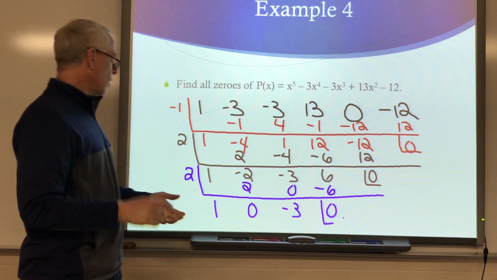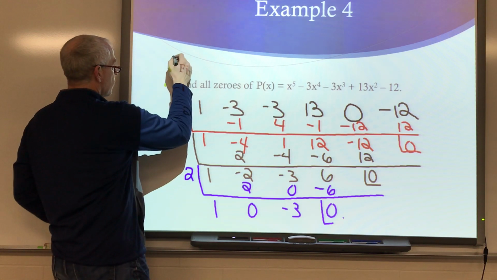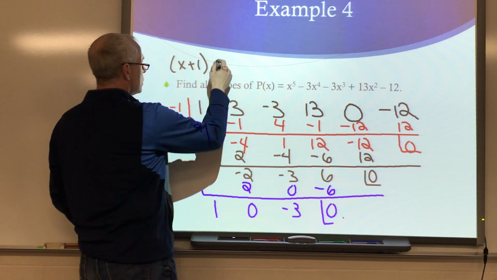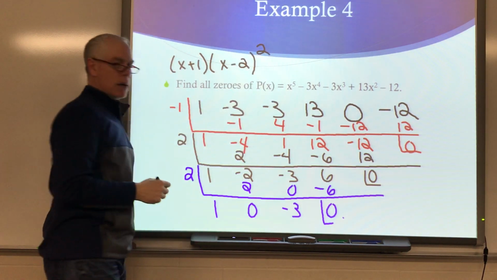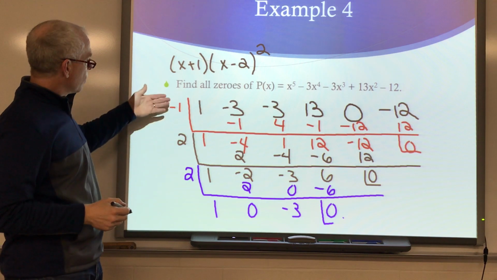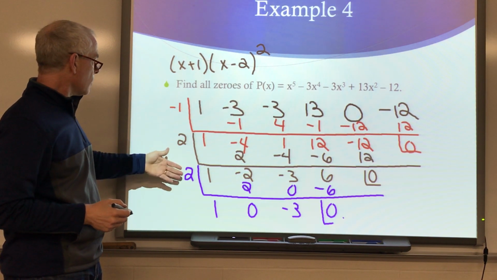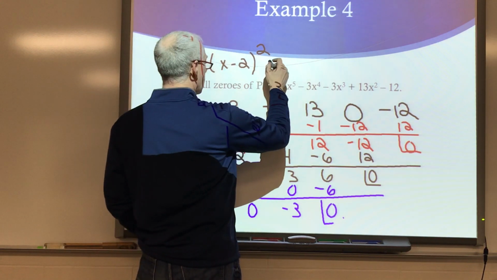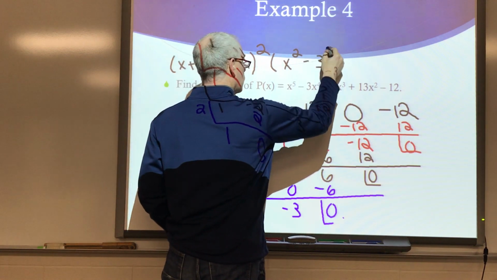So we're supposed to find all of the zeros. Let's talk about this factored form right now. So -1 is a 0, so I know I've got x plus 1. 2 is a 0 twice. What that really means is I've got x minus 2 listed twice. And I went from 5th degree to 4th degree to 3rd degree down to 2nd degree. So this is x squared plus 0x minus 3.